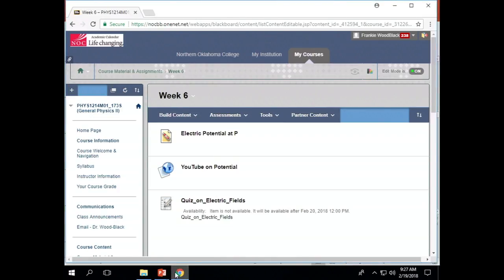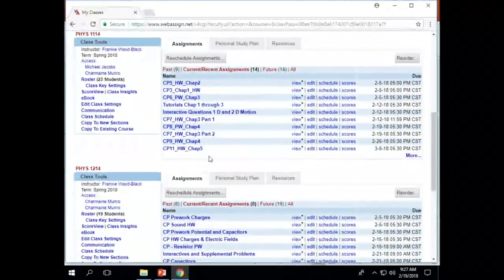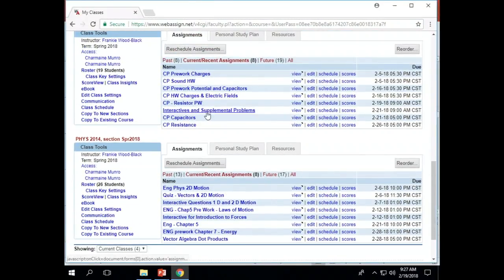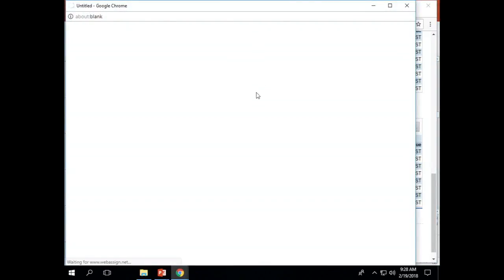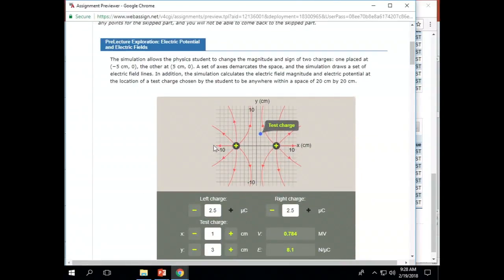If I go to WebAssign, you'll notice I did add some interactive and supplement problems. They're going to be due on Friday. If you go in here and look at the problems, they're very interactive so that you can go step by step. It's going to look a lot like what you did in lab or what you are about to do in lab. I'm going to actually look at my test charge.